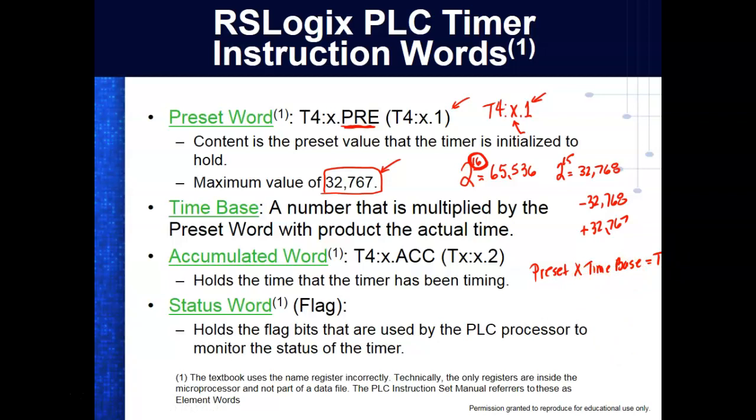So if we had a time base of 1, then that would be the preset, and the preset would be the time. If I have 0.1, then that means if you put 100 in there, if you got 0.1, then that's going to be 10 seconds, right? The accumulator, this is going to show us, what does the accumulator show us? Oh, the time the timer has been timing to, right? Okay. And then what does the status word do?